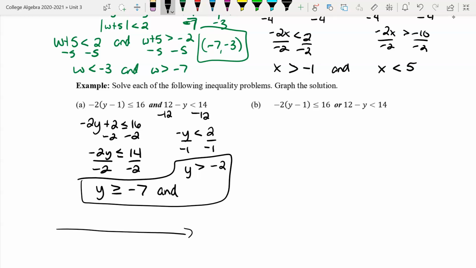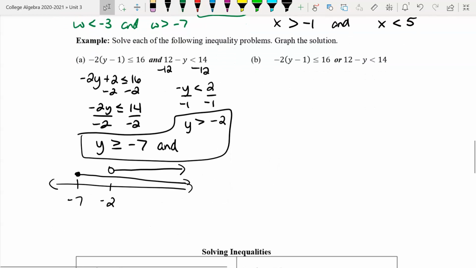But when I graph this one, be careful because they're both greater thans, right? Well, here's what happens. In an and statement, you only take where they overlap. I know we talked about this at the beginning of the year, but it's a nice review. So -7 to -2 does not work because that only works for one of the lines. But -2 to infinity works for both lines, and that's why it says and, because it has to be both.